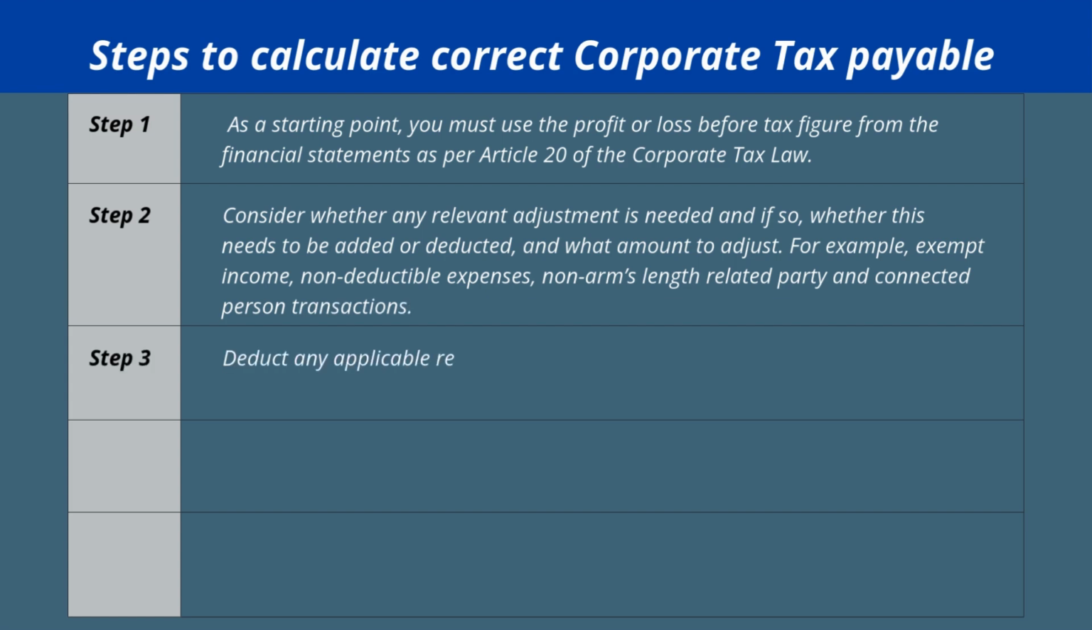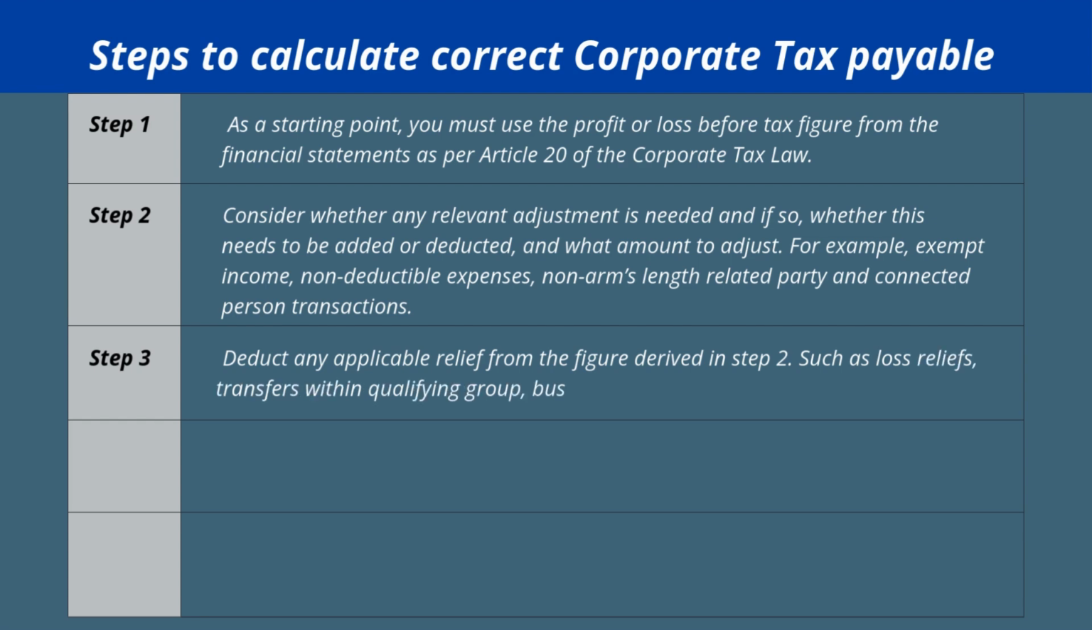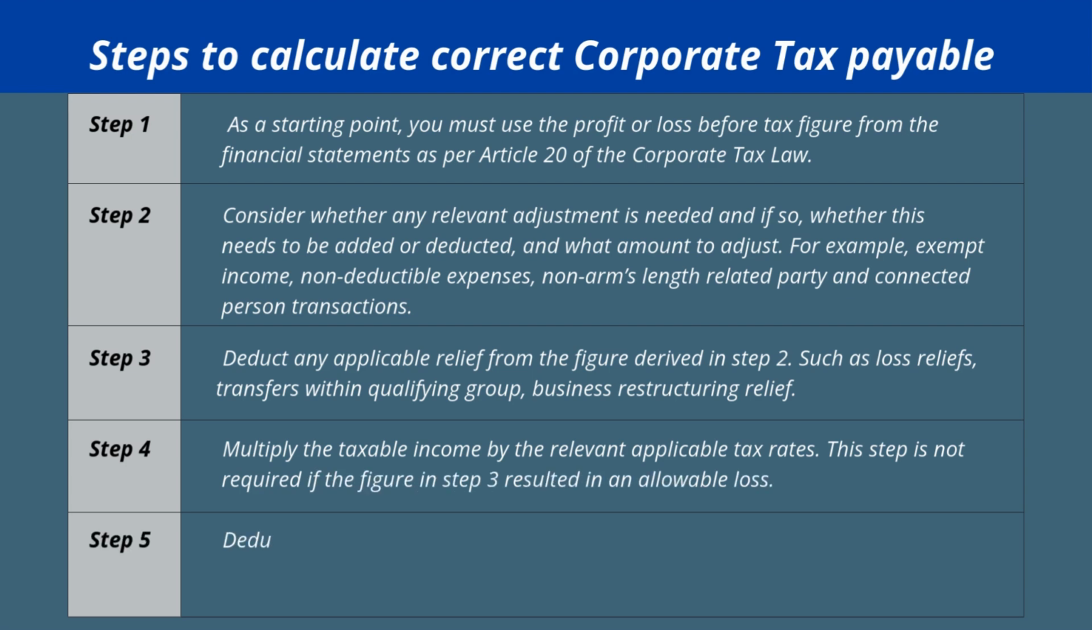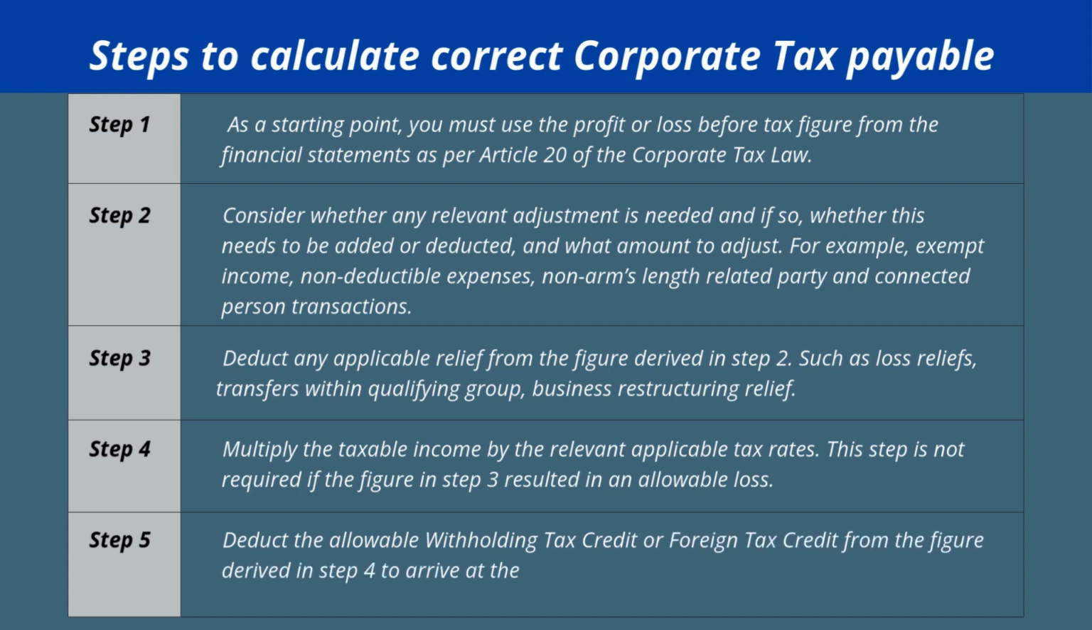Deduct any applicable relief from the figure derived in Step 2. Such as loss reliefs, transfers within qualifying group, business restructuring relief. Multiply the taxable income by the relevant applicable tax rates. This step is not required if the figure in Step 3 resulted in an allowable loss. Deduct the allowable withholding tax credit or foreign tax credit from the figure derived in Step 4 to arrive at the corporate tax payable. This may result in a refund of tax previously paid.